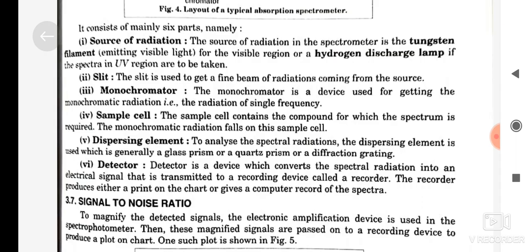Fourth, sample cell. The sample cell contains the compound for which the spectrum is required. The monochromatic radiation falls on the sample cell. Fifth, dispersing element. To analyze the spectral radiation, the dispersing element is used, which is generally a glass prism or a quartz prism or a diffraction grating. Sixth, detector. The detector is a device which converts the spectral radiation into an electrical signal that is transmitted to a recording device called a recorder. The recorder produces either a print on a chart or a computer record of the spectra.